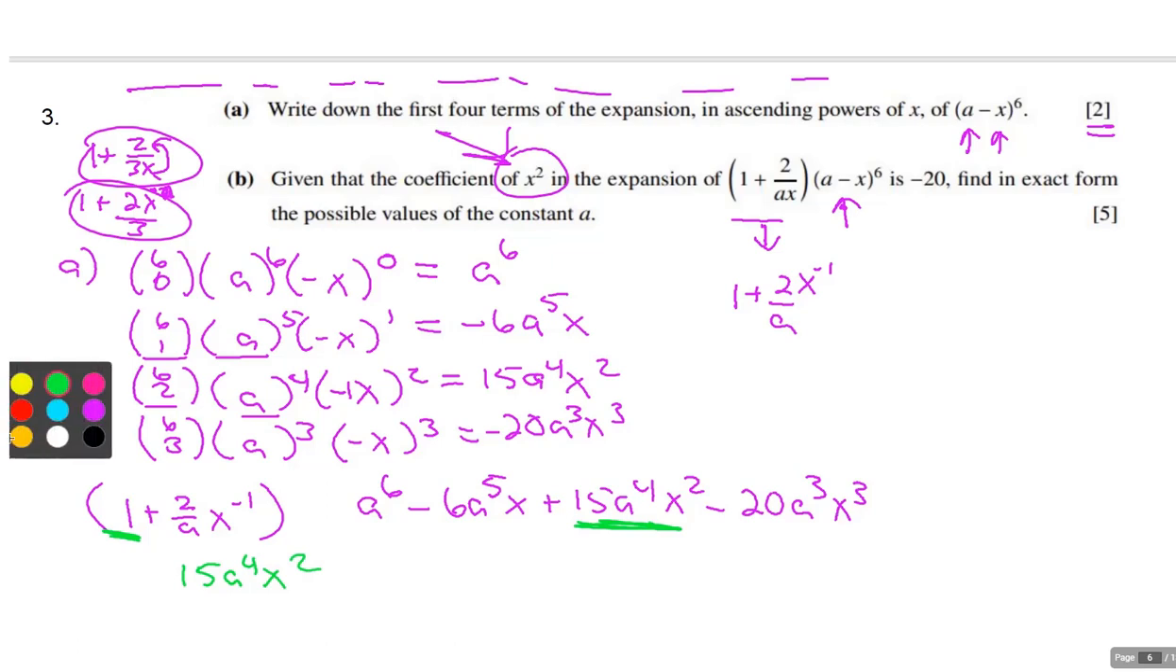Now I'm going to multiply this other thing by something, and I want to end up with x squared. So what am I going to multiply it by? The one with the coefficient of negative 20. So I want to multiply it by this guy because it's x to the 3rd, right? So what am I going to write? Negative 20a cubed x squared.